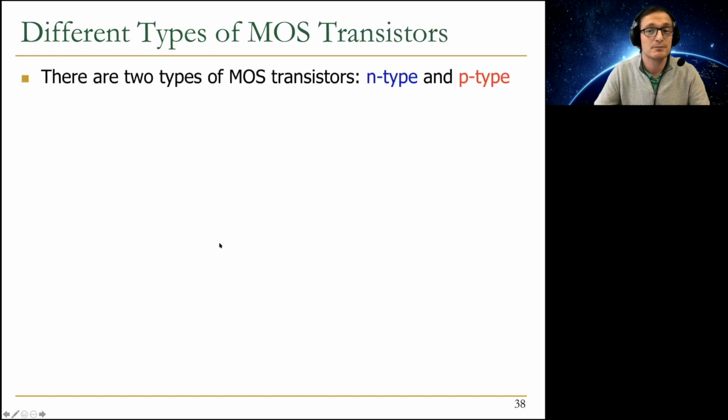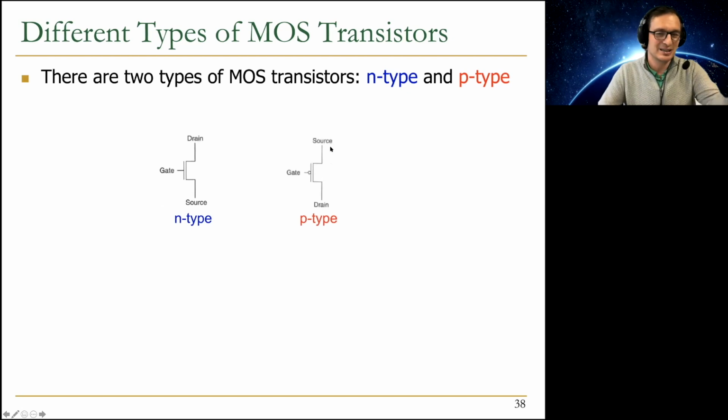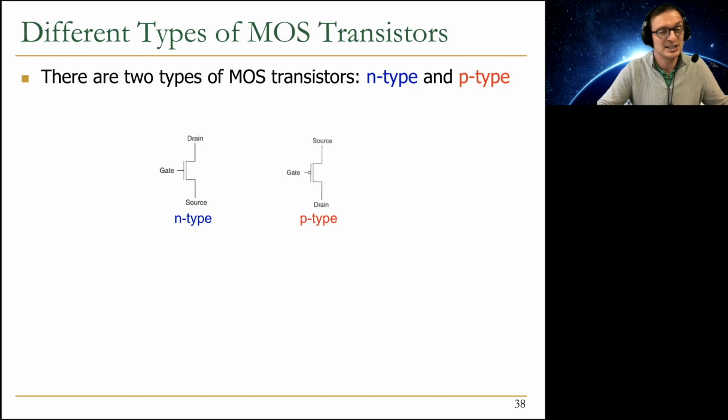There are two types of MOS transistors, N-type and P-type. This is the N-type. It looks like this, basically. It doesn't have a bubble on the gate, whereas P-type has a bubble on the gate. You can see the source and drains are also reversed, but you don't need to worry about that for the purpose of this course. It's immaterial for this purpose. But if you really want to understand how the transistor itself works, you need to know the source and drain.